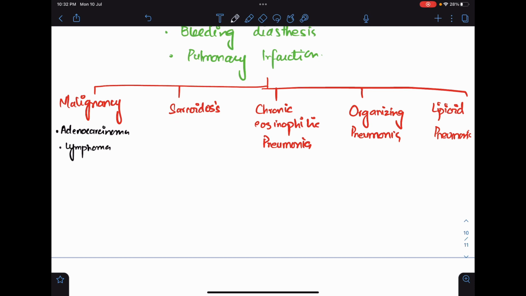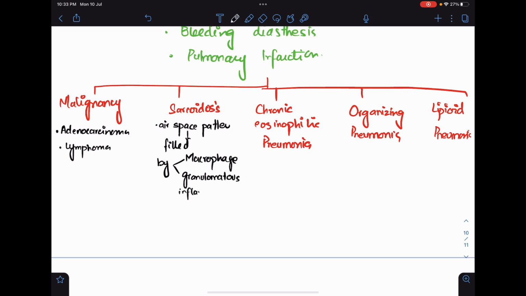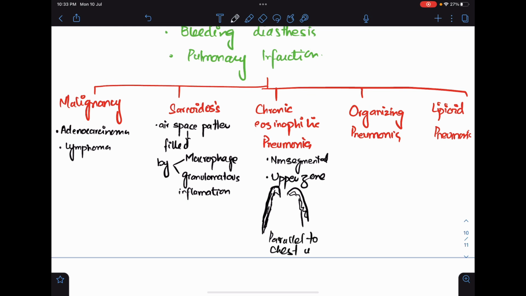The malignancy of the lung is mainly due to adenocarcinoma or lymphoma. Sarcoidosis consists of an airspace pattern that can be seen in up to 20%, and it is due to filling of the air spaces by macrophages and granulomatous infiltration. Chronic eosinophilic pneumonia can be non-segmental. It involves mainly the upper zone, predominantly peripheral, upper zone periphery, or it is mainly parallel to the chest wall.